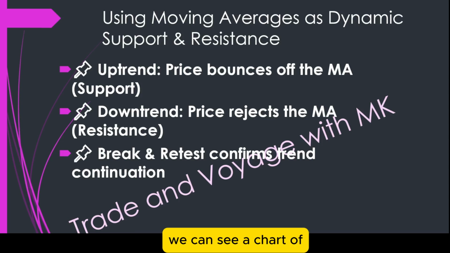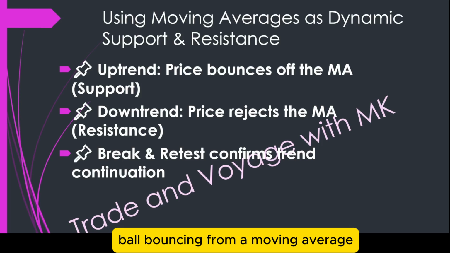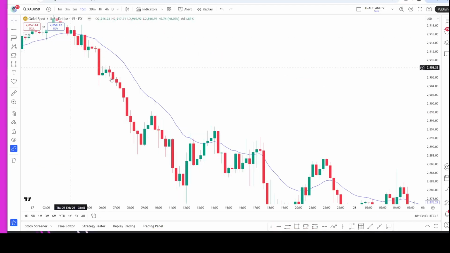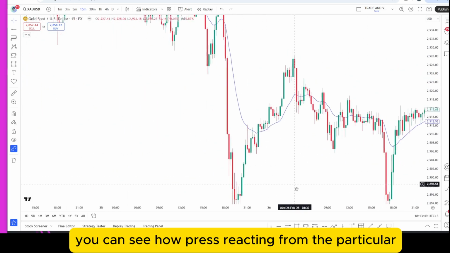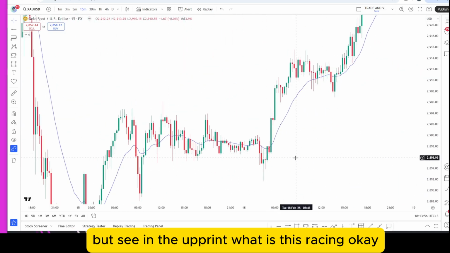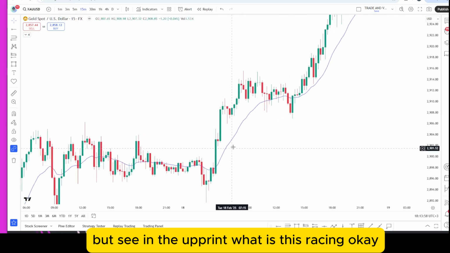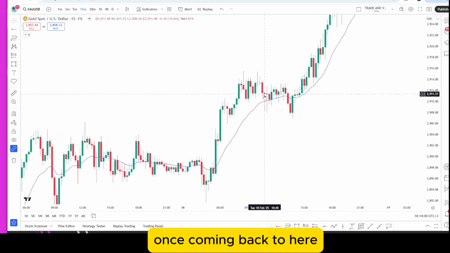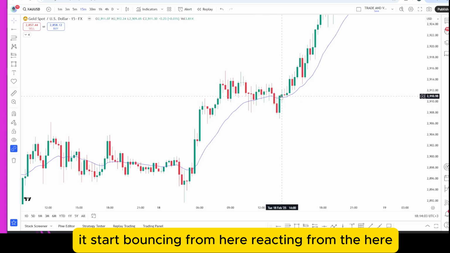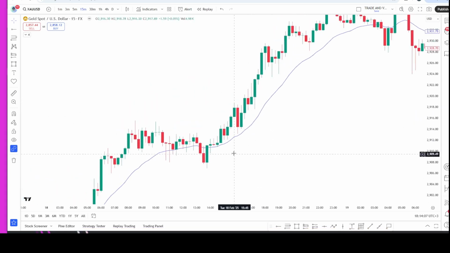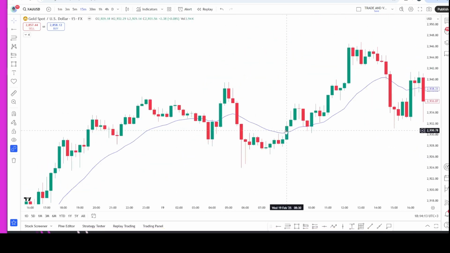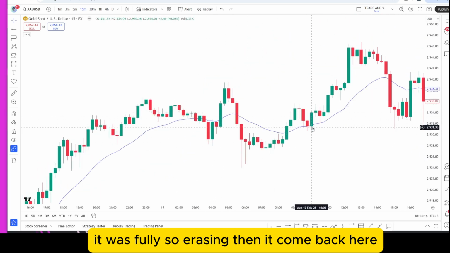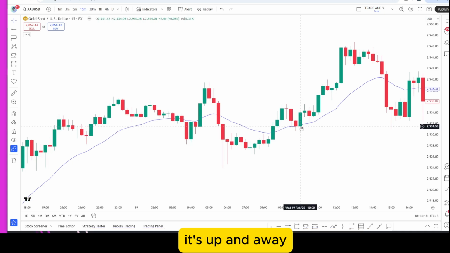We can see a chart of gold bouncing from a moving average. We can use 20 here. Okay. We can see how price reacts from the particular moving average area. But see in the uptrend, what is this? Rising. Okay. Once it comes back to here, it starts bouncing from here, reacting from here. Once it comes back to here, it is bouncing again. It was rising, then it came back here, it's an uptrend moving.